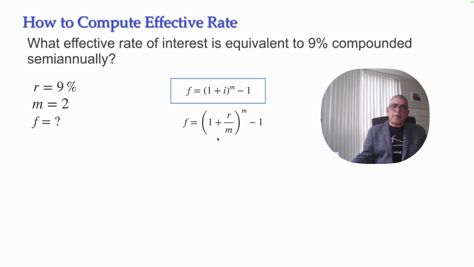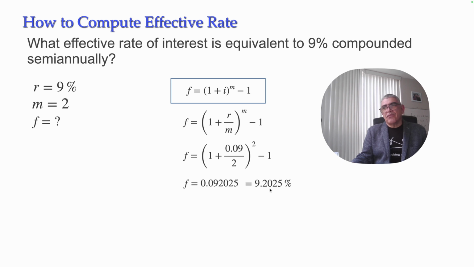And because we can type it in this way, we can make a substitution immediately. This r will be 0.09, this m is 2, and after the substitution, that is what we have. Then use the calculator, and you will notice that this is the answer: 0.092025. Write this in percent, so multiply by 100, and the answer will be 9.2025%.